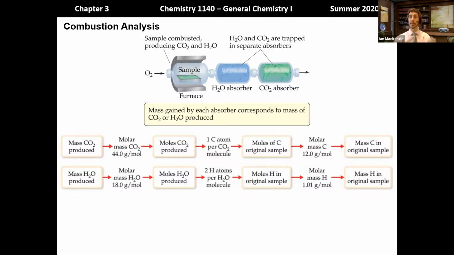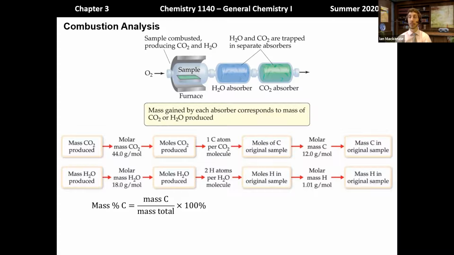Using that molar equivalency, I can now convert from moles of water to moles of hydrogen that were present in the original sample, since all of the hydrogen from water came from the original sample. Now that I know moles of hydrogen, I can use the molar mass, or just the atomic weight really, of hydrogen, and convert from moles of hydrogen to mass of hydrogen in the original sample. So now I know the mass of carbon and the mass of hydrogen in the original sample. Now that I know that, I can determine the mass percents, or the percent by mass, of each element.